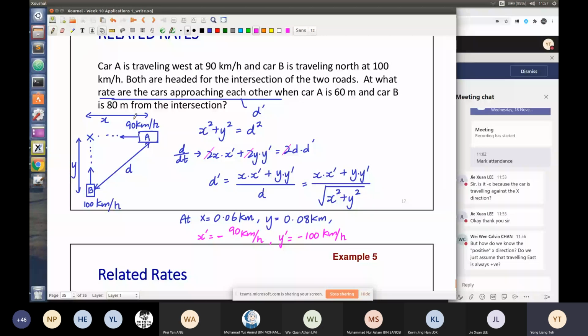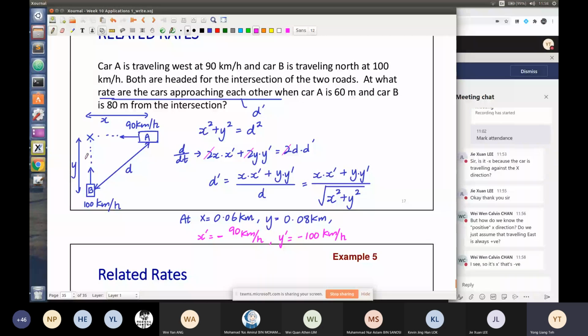Because A is trying to cover 90 kilometers every hour. After 1 hour, you have moved 90 kilometers already. So therefore this x is definitely decreasing at the distance of this speed here. That's why I put negative 90 kilometers per hour here. The same goes for y, because y is a distance, and B is traveling towards this x, so reducing y in the process. So y must be negative 100 kilometers per hour. Okay, so that's one way you can look at it.